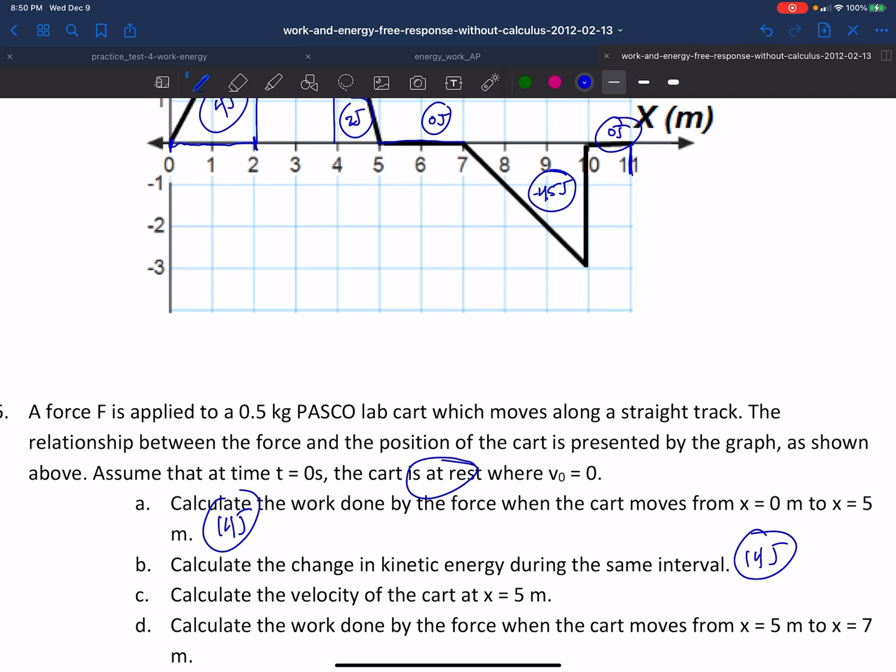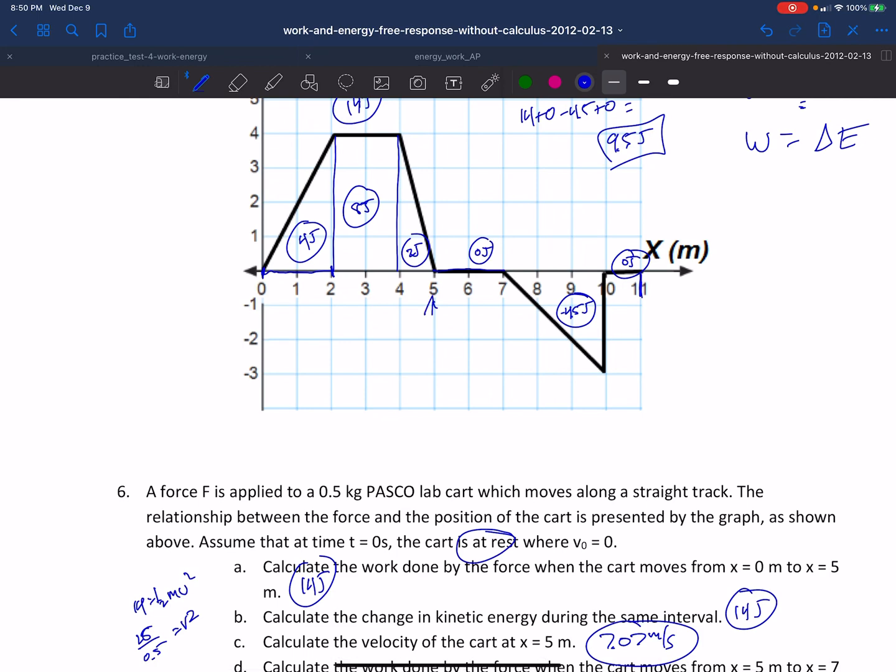What's the velocity of the cart at this moment? Well, all of this work is being converted into kinetic energy. So 14 equals 1/2 mv squared, which means 28 divided by 0.5 equals v squared. And so what is that, the square root of 50? So 50 to the 1/2 power, 7.07. So 7.07 meters per second. Okay, so that's the velocity of the cart right here, 7.07 meters per second.